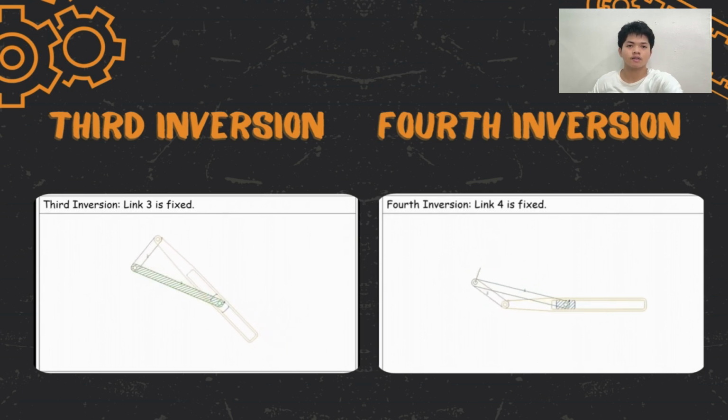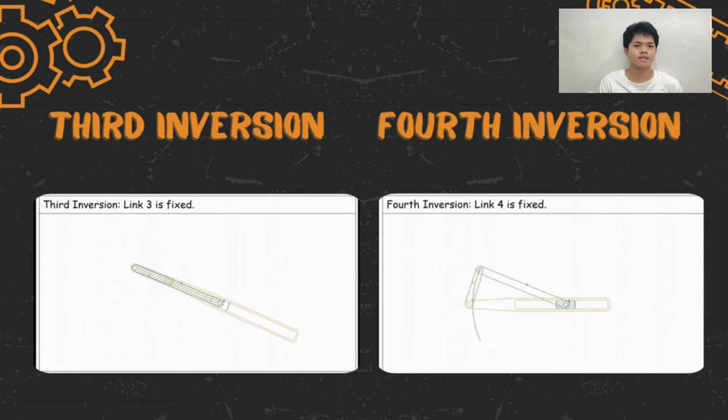And now, let us talk about the third inversion, where the coupler or the link 3 is fixed. The third inversion occurs when the coupler, the link 3, is fixed in place. In this configuration, the crank or the link 1 rotates and drives the connecting rod or the link 2, which in turn causes the slider or the link 4 to oscillate back and forth. With the coupler fixed, it acts as the stationary frame of the mechanism. The crank rotates about its pivot point, transferring motion through the connecting rod. This results in the slider pivoting around its joint with the link 3, creating an oscillatory motion.